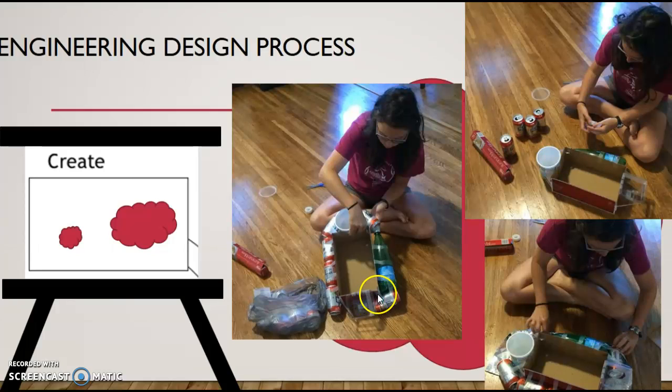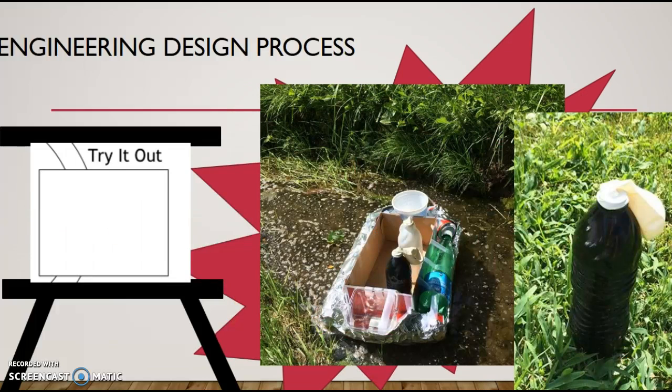Here I have taped on a bunch of cans to help the floating garden be extra buoyant. And then here you can see that I'm starting to put on the aluminum foil under the bottom to protect the cardboard box and to help ensure that it's buoyant. And then it came time to try it out. So I went to a local stream and I plopped it in, and it floated beautifully.